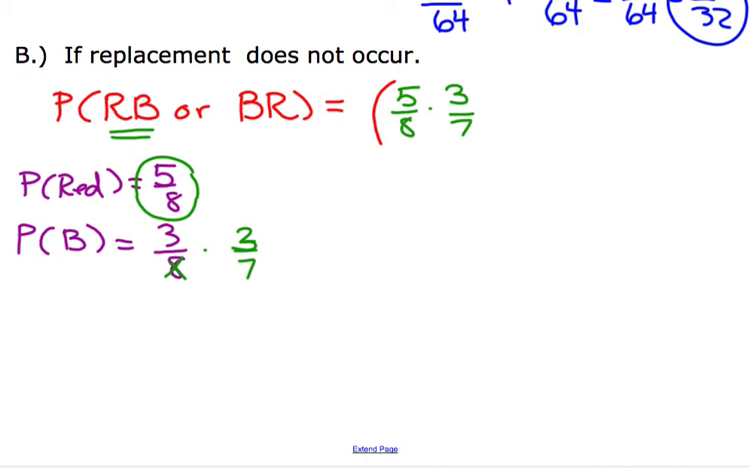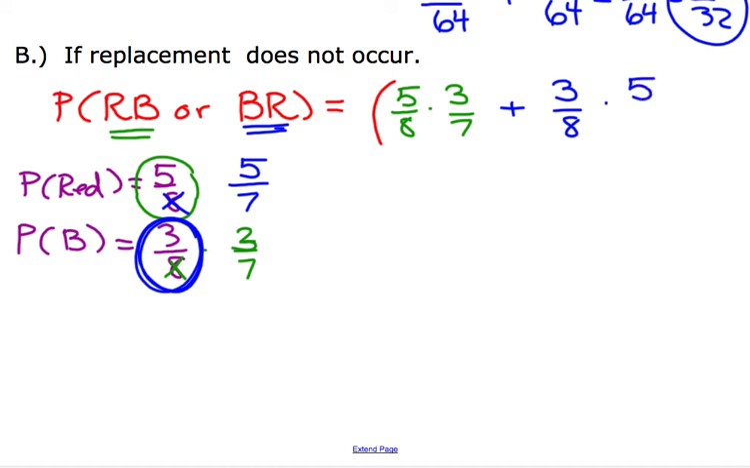All right, now let's head over to do the blue marble, then the red. So our blue marble is a 3 out of 8. And now we want to get the red. So we dropped one of the marbles off. So now we have a 5 out of 7 chance. All right, so now let's go ahead and multiply across.